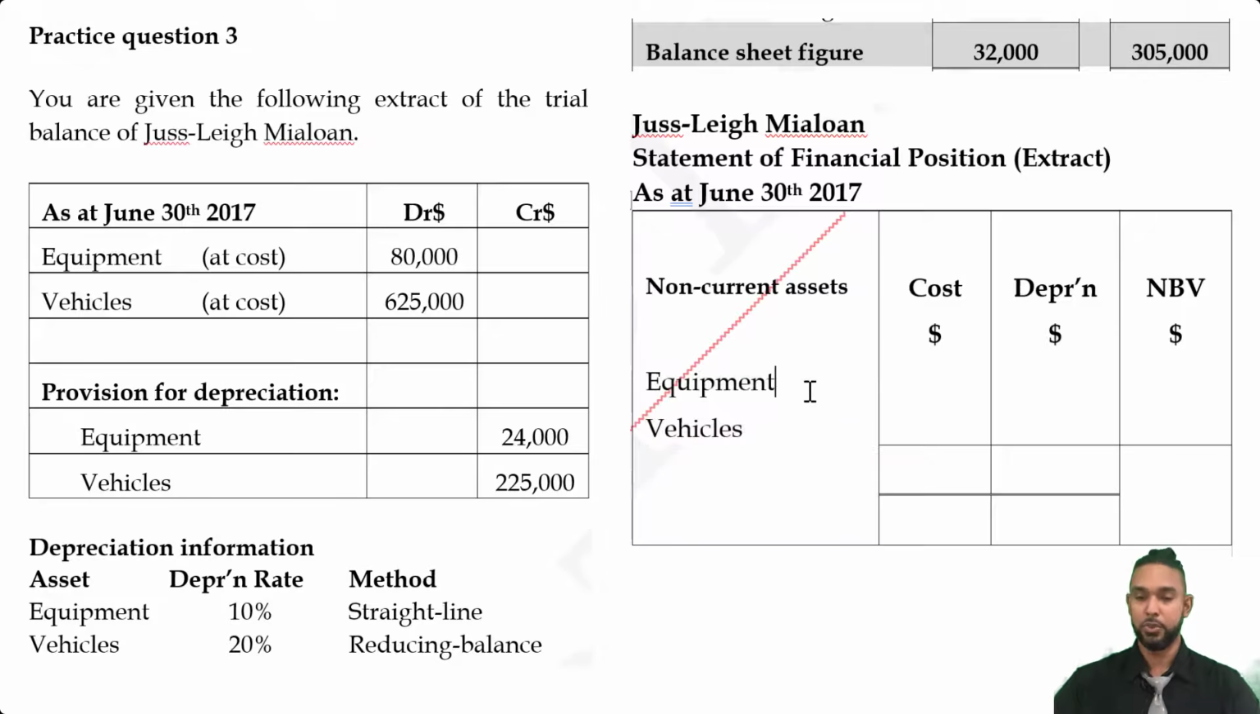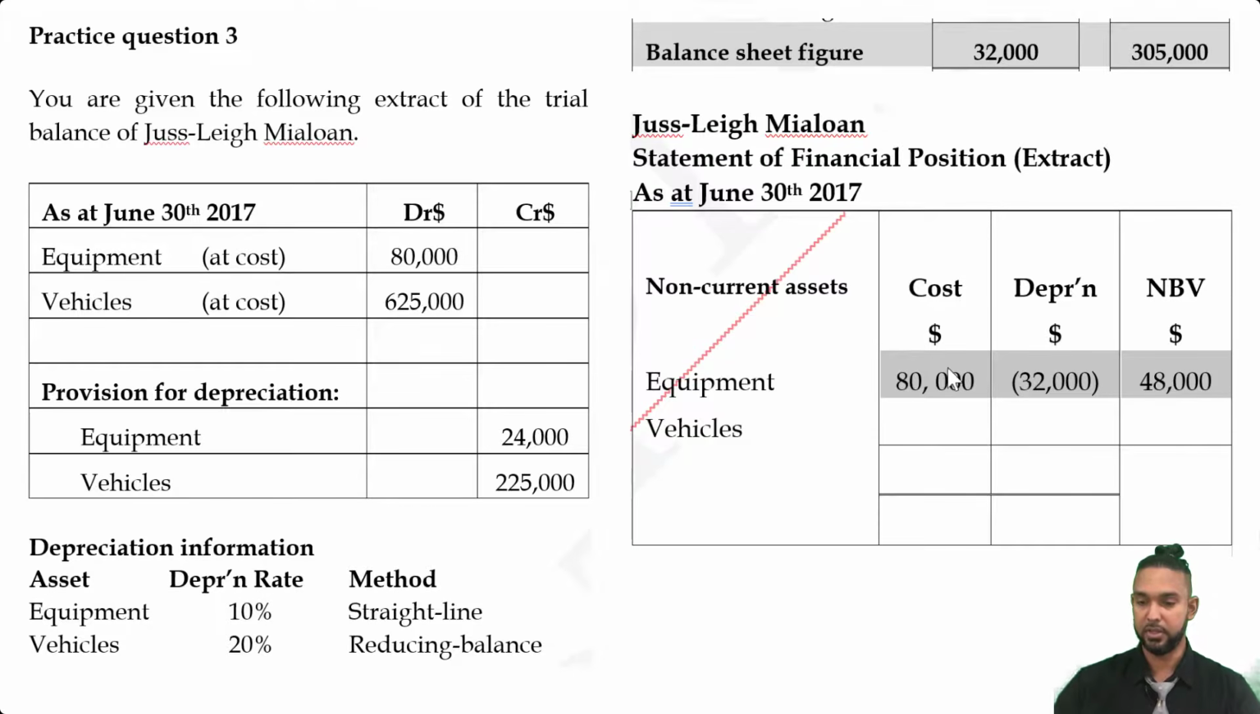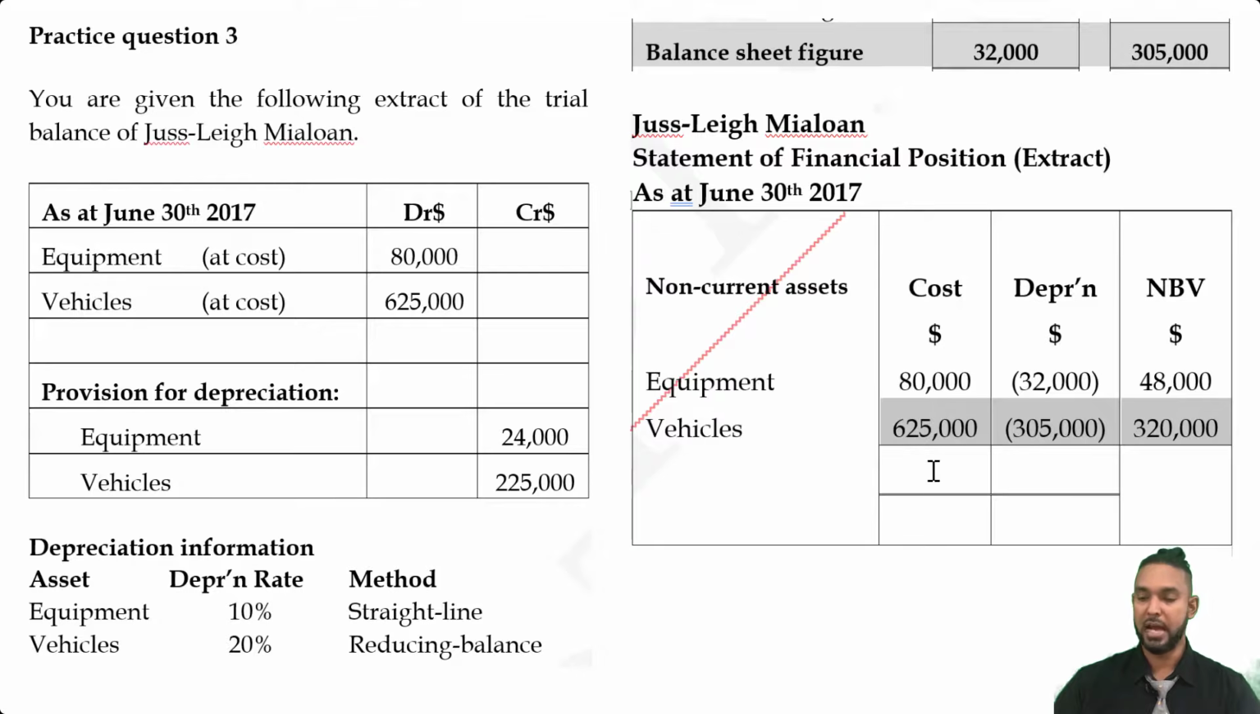So equipment. The cost of the equipment is 80,000. The depreciation we need is 32. So we're going to do 80 minus 32, which is 48,000. Now let's take a look at the vehicles. The cost of the vehicles is 625. The associated depreciation is 305. So we simply have to subtract and get 320. And now we add going down for each column to get a total. So 48 and 320 is 368. And if you subtract going across, that's supposed to give you 368 as well.